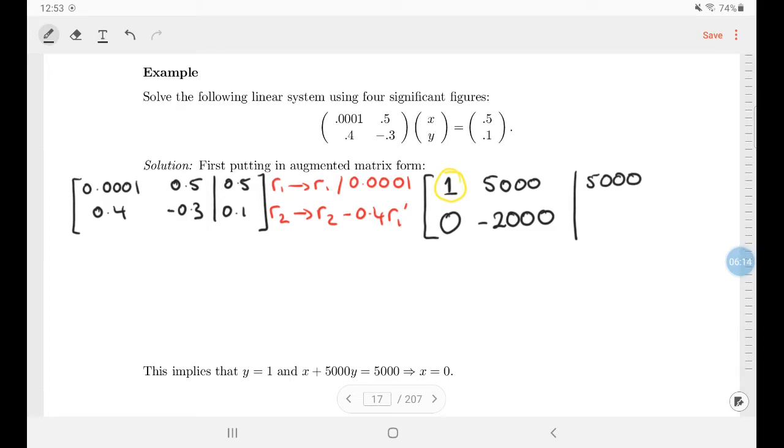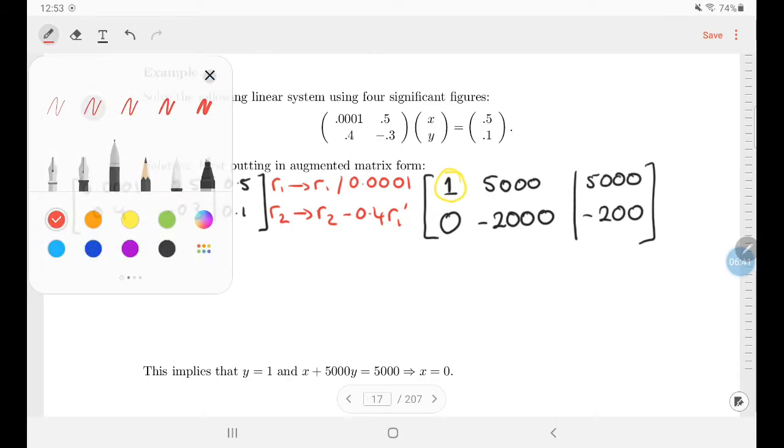And that one is coming out as minus 1,999. And that's actually wrong because I put it in the calculator wrong. It's actually, to 4 significant figures, minus 1999.9, so it's minus 2,000. So I've got my 1, my pivot, and my 0. I need to turn that minus 2,000 into a 1.